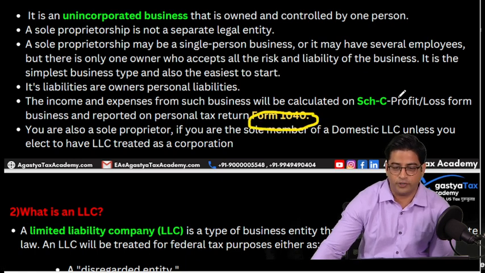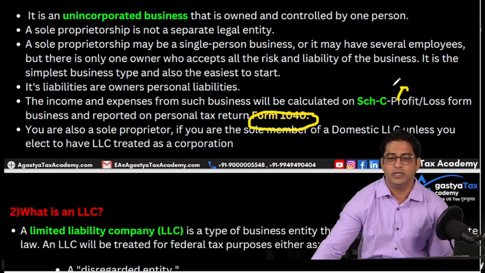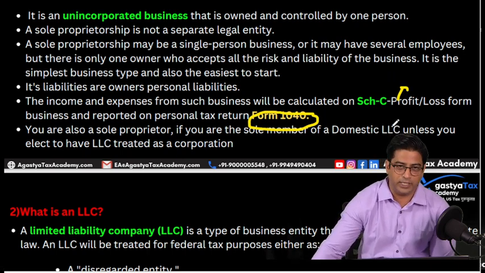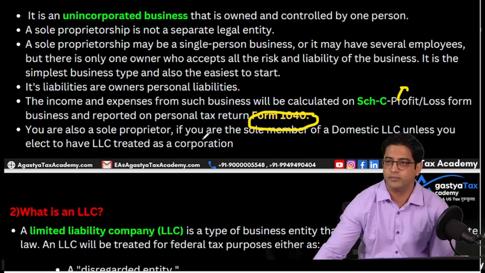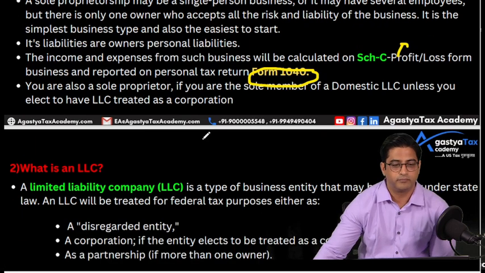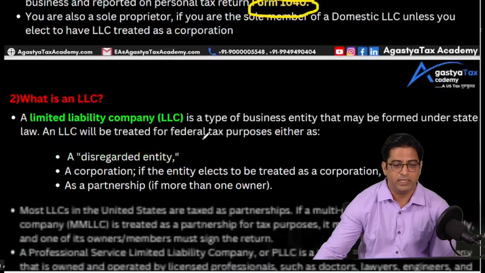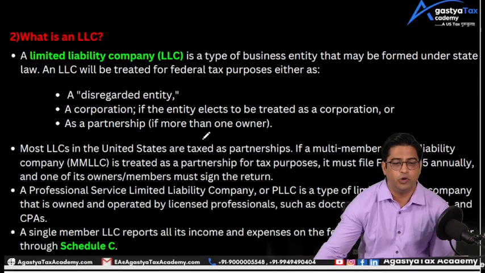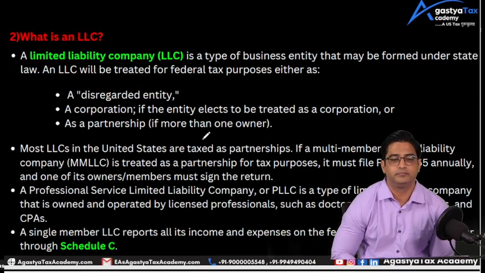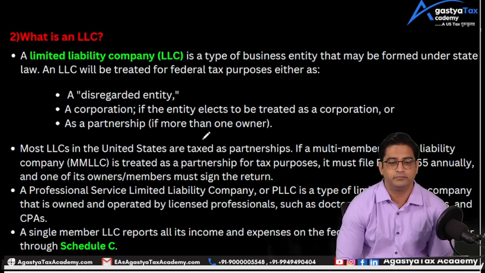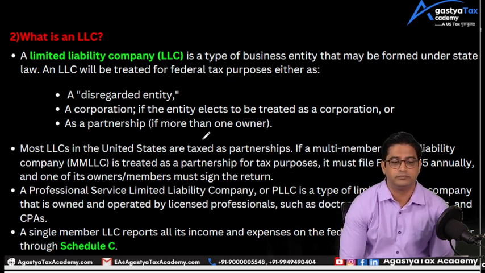Whatever the profit or loss that you are generating out of the business, we'll calculate. Are we in surplus or are we in loss? And then we calculate everything in Schedule C and file along with our form 1040. Okay. Next question. What is an LLC?